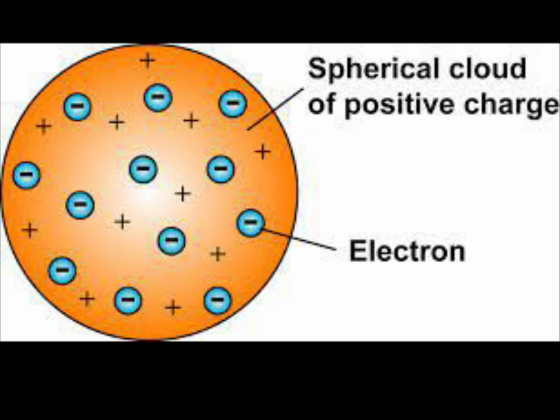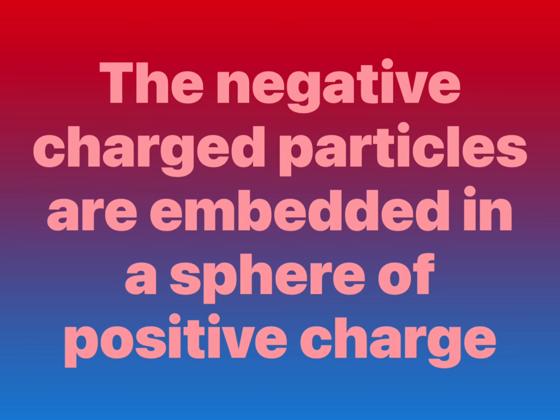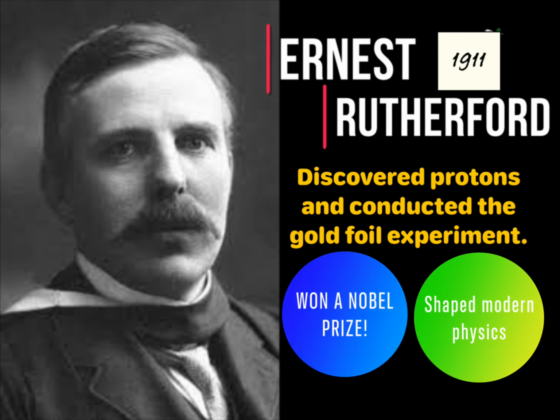But at that time, J.J. Thomson did not call them electrons. He called them corpuscles. So basically, this model states that the negatively charged particles are embedded in a sphere of positive charge. Then, in the year 1911, came a New Zealand-born British physicist named Ernest Rutherford. Ernest Rutherford discovered the protons, or the positively charged particles in the atom, and conducted the famous gold foil experiment. Moreover, he also won a Nobel Prize and shaped modern physics.